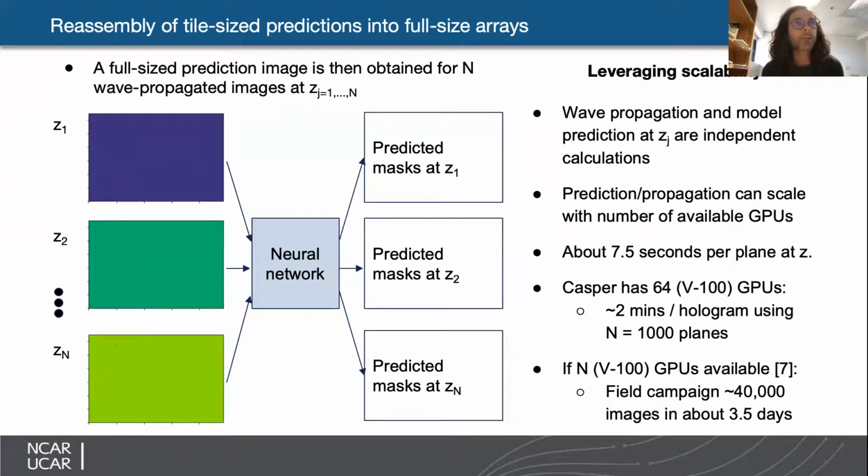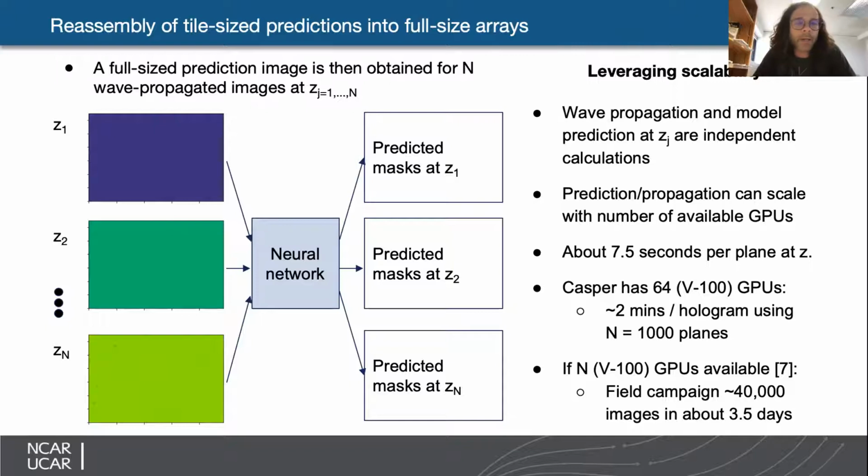All of the wave propagation calculations that we need to do, remember, you have to do it n times for every hologram, and then you have to break down that plane into 885 tiles. Every one of those can be done simultaneously, as long as they're at a different n. So that basically means that I can process all of these reconstruction planes in parallel. Ideally, the time that it takes to process a hologram is the time that it takes me to process one plane out of n planes.